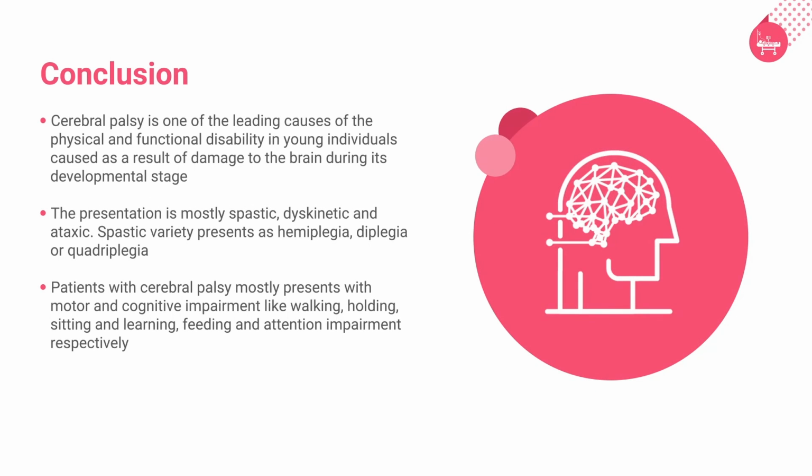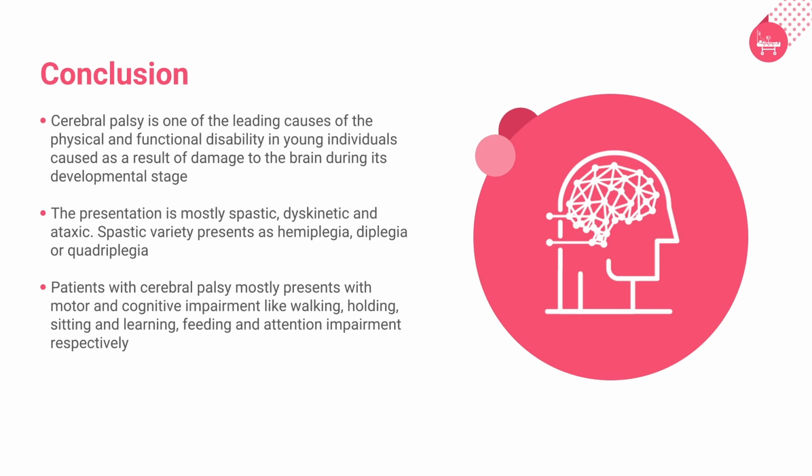We have reached the end of our discussion. Let us recall a few of the important points discussed. Cerebral palsy is a chronic neurological problem due to damage to a developing brain. It is the leading cause for the physical and functional disability in children and young adults. The presentation of cerebral palsy is mostly spastic, dyskinetic, and ataxic. Spastic variety presents as hemiplegia, diplegia, or quadriplegia.